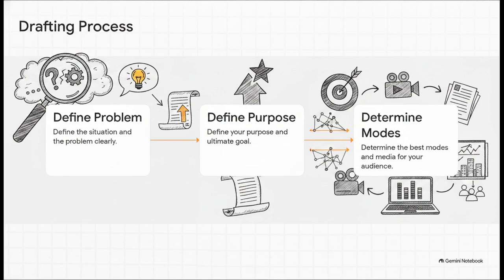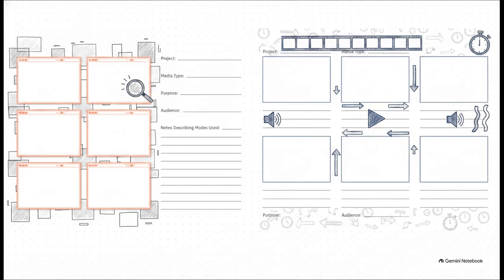If your target audience is young voters, a gestural and audio-heavy vlog might be your best bet. But if you're presenting to a city council, well, a spatially organized, linguistically precise infographic is probably the smarter choice. Once you know your modes, it's time to plan. And you've got 2 primary tools for this.